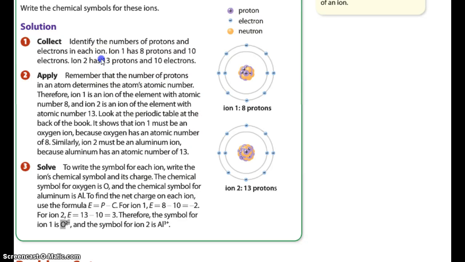All right, so let's look at this one. Ion 2 has 13 protons and 10 electrons. So what is the charge? 13 minus 10 gives me a positive 3 charge. And what element is it? Well, 13 protons, atomic number is 13. Look on the periodic table. That means I have aluminum plus 3, or aluminum 3+.